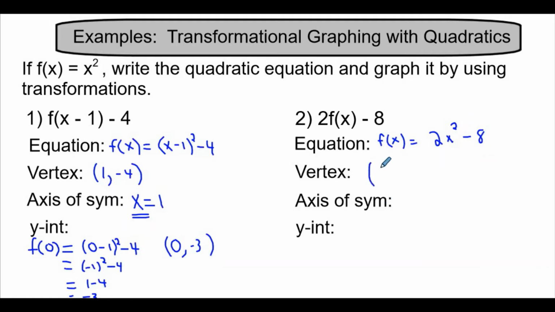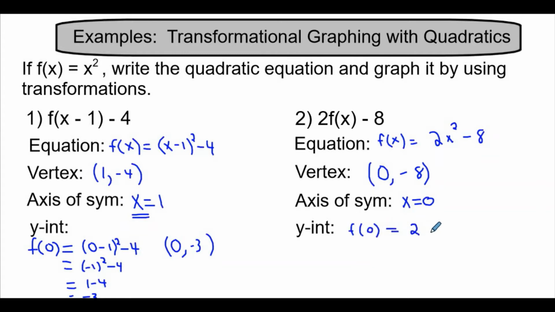So the vertex will be 0, and I always tell my students, no parentheses, no h. It's really important to remember that. There's no parentheses, so that means that 8 has to be a k. That means our axis of symmetry is going to be x equals 0. Make sure you have the x equals. And to find the y-intercept, we're going to find f of 0 by plugging 0 in.